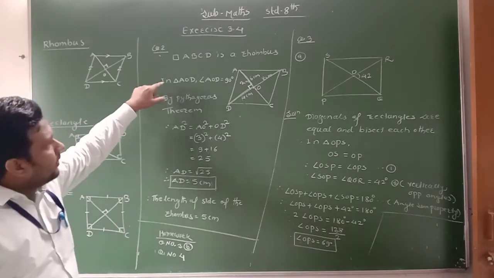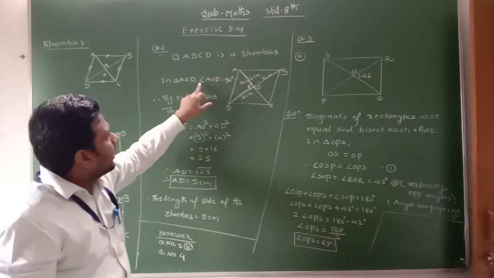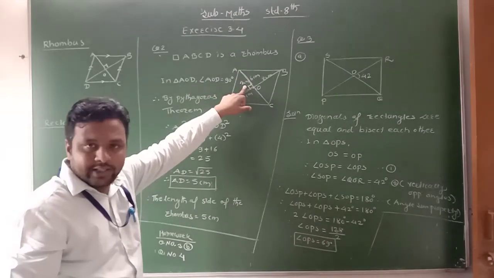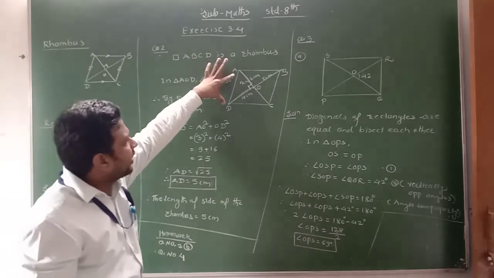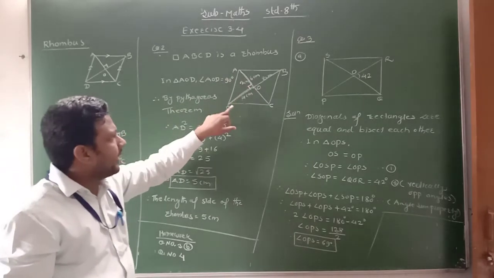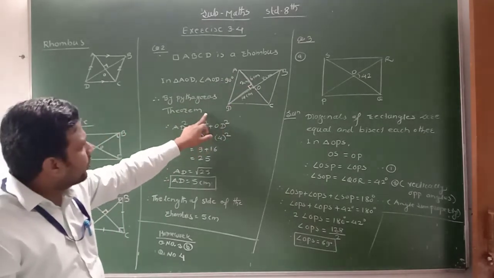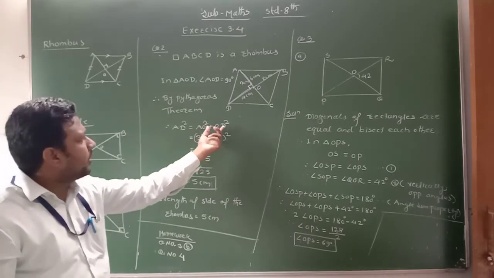Therefore now in triangle AOD, this is the right angle triangle. Angle AOD is equal to what? 90 degree. By Pythagoras theorem, square of hypotenuse, that is AD square, is equal to sum of square of remaining two sides, that is AO square plus OD square. AO is given 3 square plus OD is equal to what?